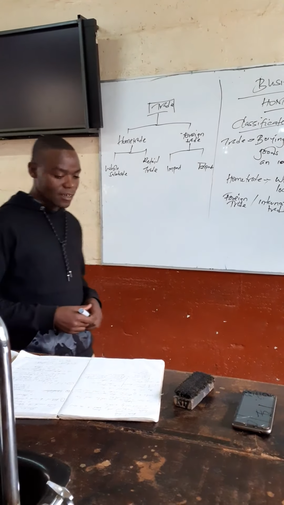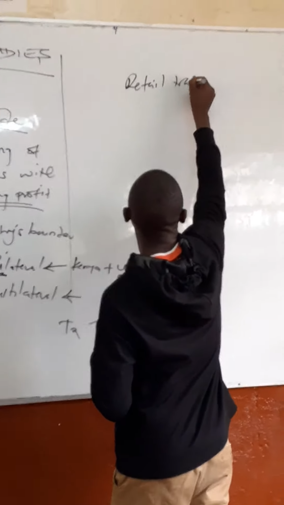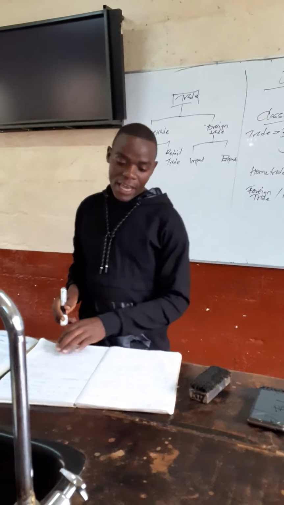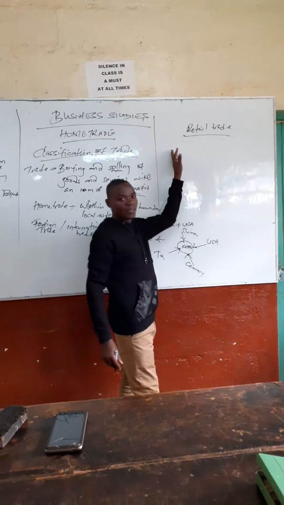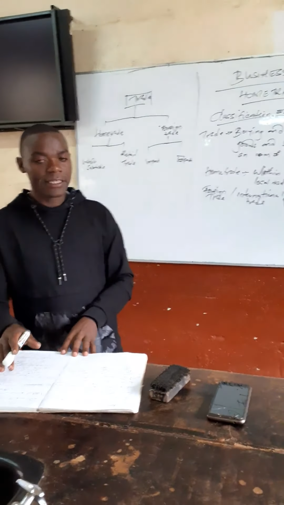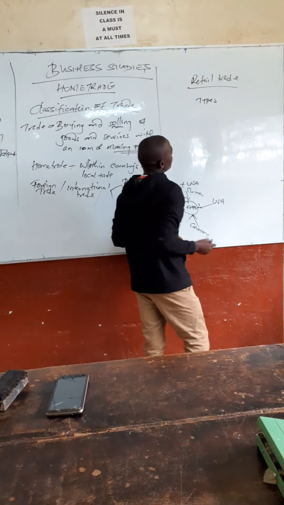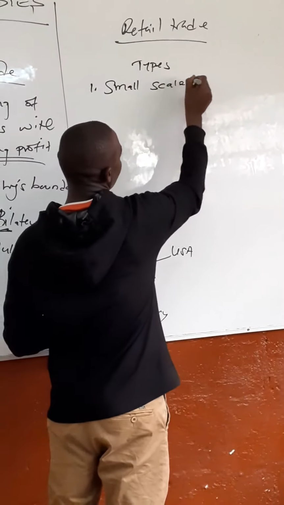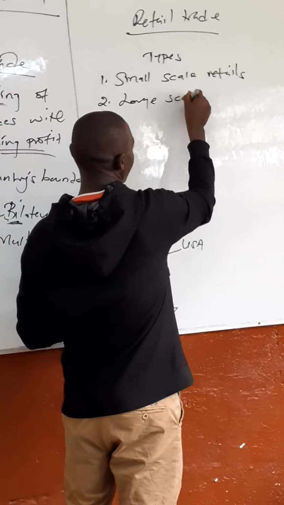From there, we can look at retail trade. Retail trade is defined as buying of goods and selling them to the final consumer. Say it's buying of goods and selling them to the final consumer. And if we look at the types of retail, we have two major types. We have one, small scale retail, and you also have the large scale.